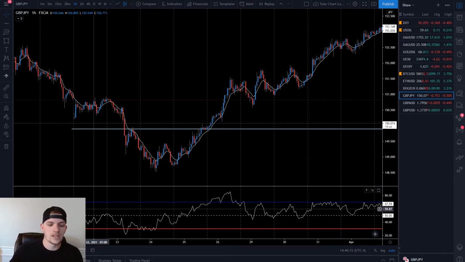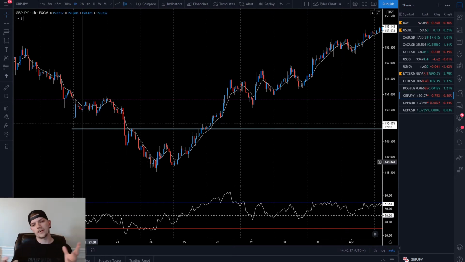Now what I do is put the 50 level on there. It's not an official RSI level. It's just a neutral zone that shows which side temporarily has control. If it's above 50, you can expect the bulls are probably a little more in control than the bears. And if it's below 50, heading towards 30, you can probably infer that the bears are more in control than the bulls. It's not exact science, but that's typically how it's used.